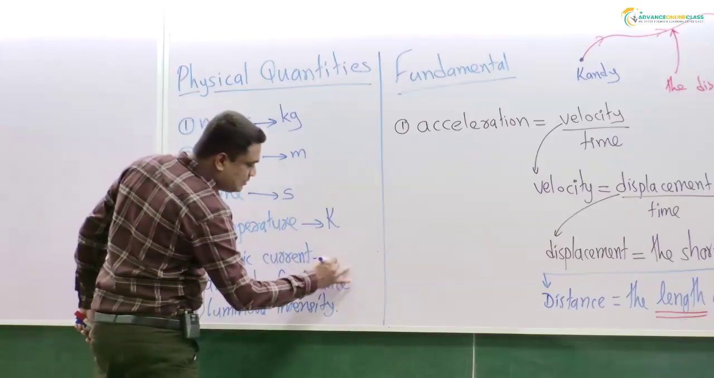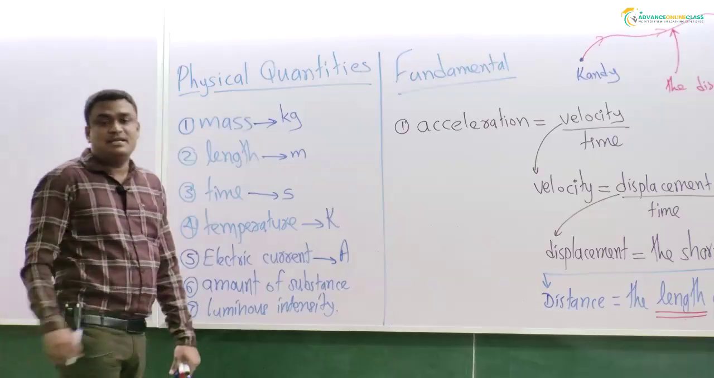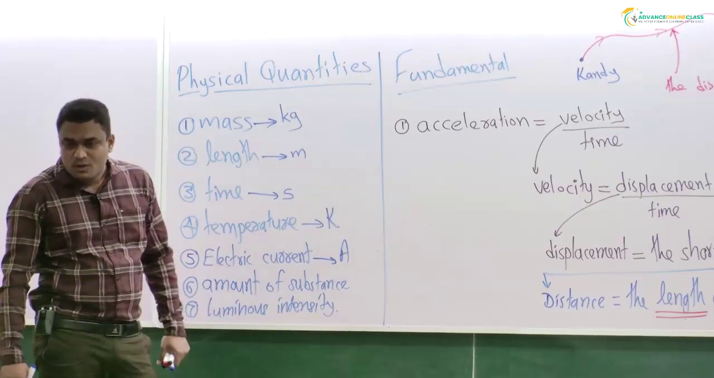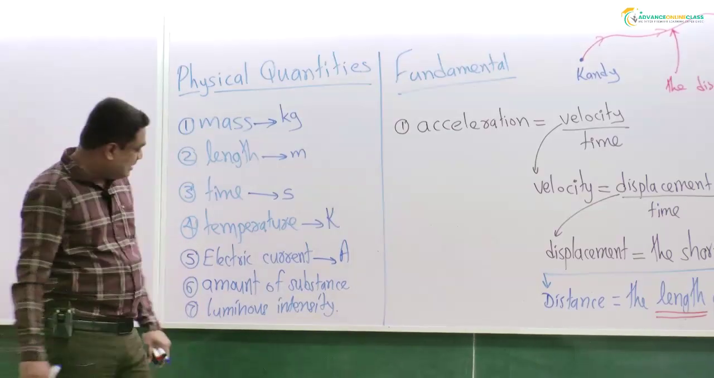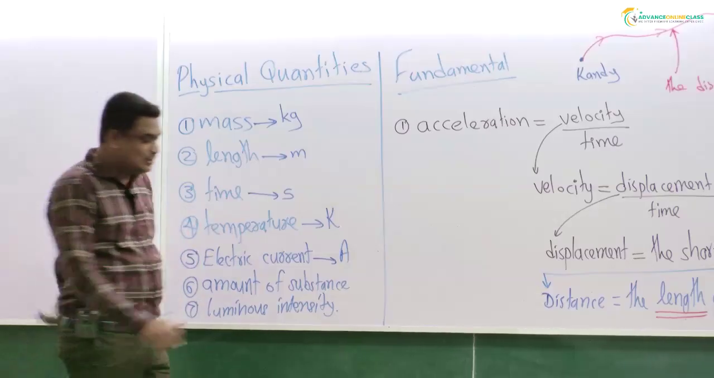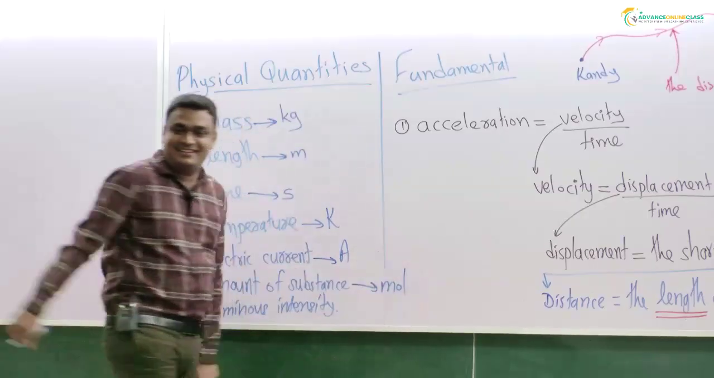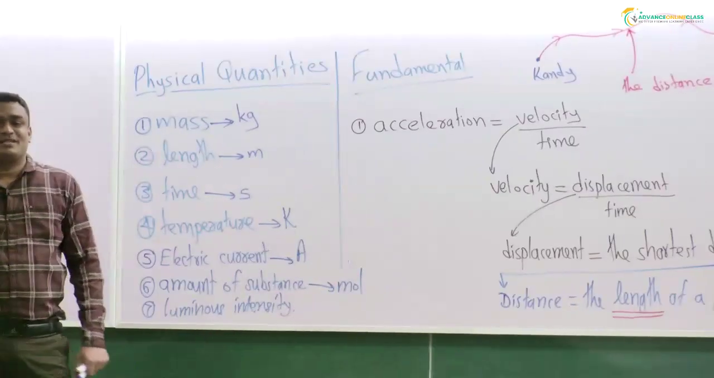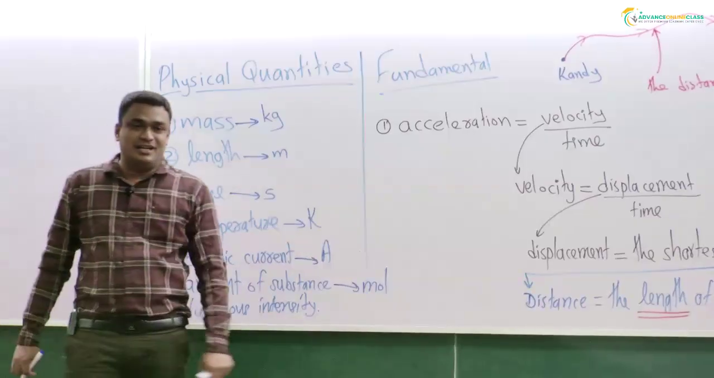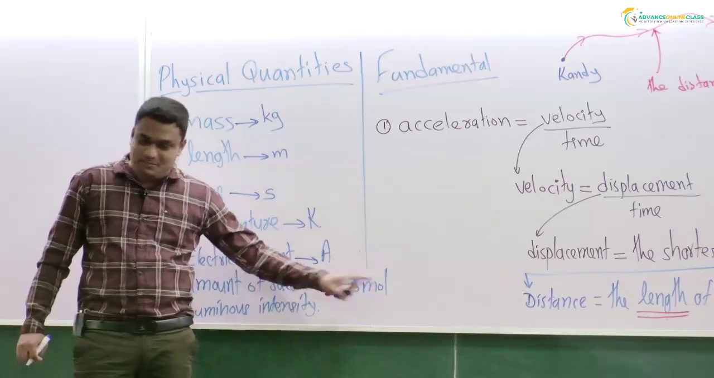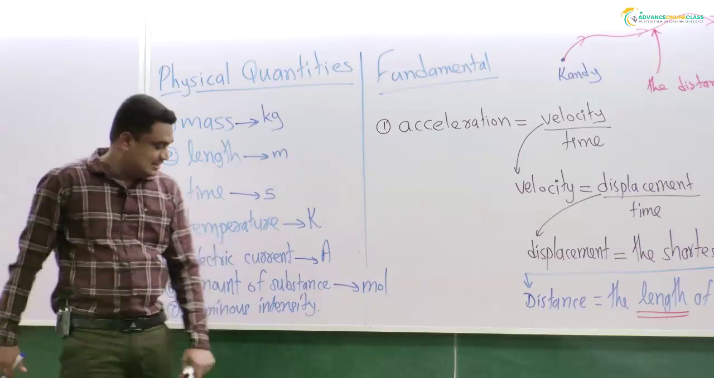Electric current is measured by ampere. Ampere is the name of a scientist, therefore capital A. Amount of substance, mole. Is there a man called Mole? No. So amount of substance is mole. Mole is not a name of a man, therefore simple mol.